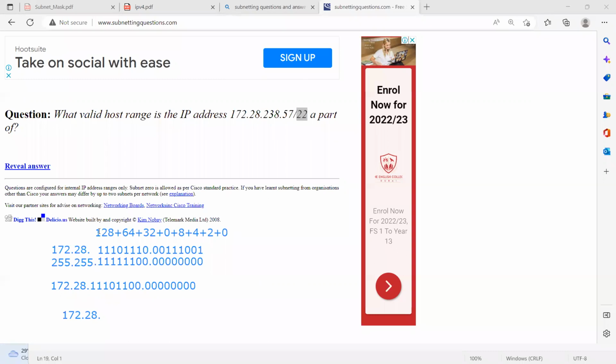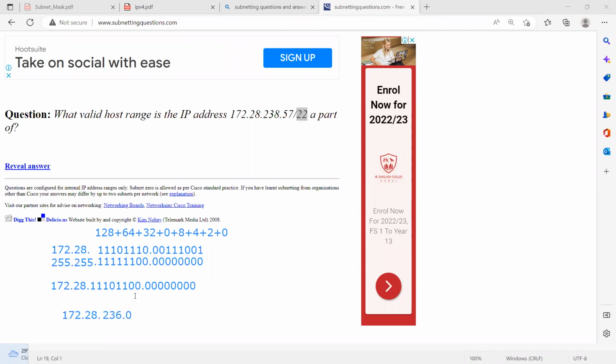This is only 128, 64, 32, 224 will come. Then 8 plus 4 is 236. This is 236. Okay, did you understand or not? Plus the next one is 0. This is the network IP. They're asking the network IP. We have discovered the network IP.